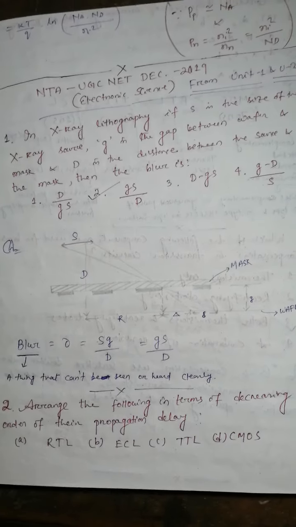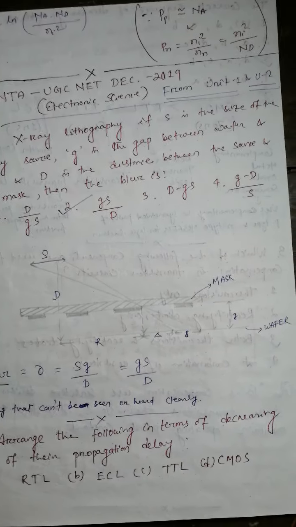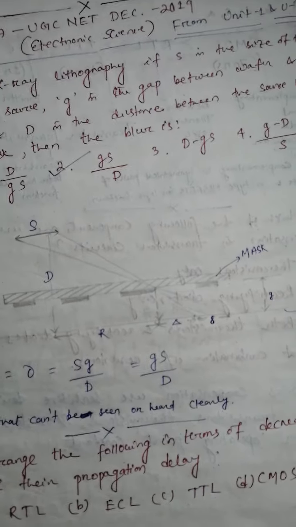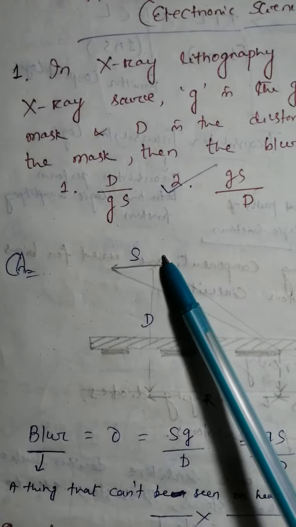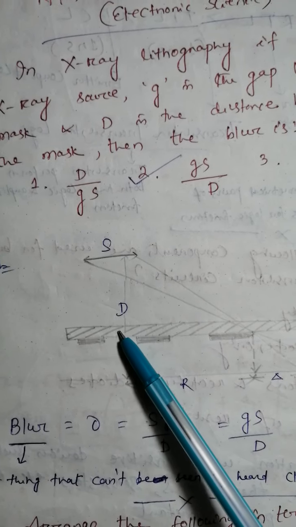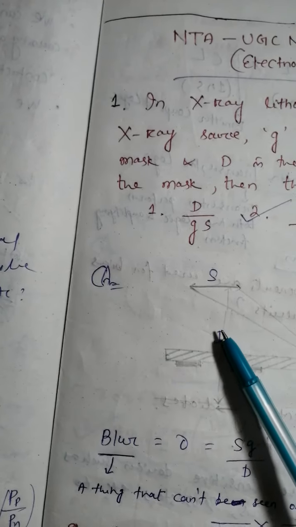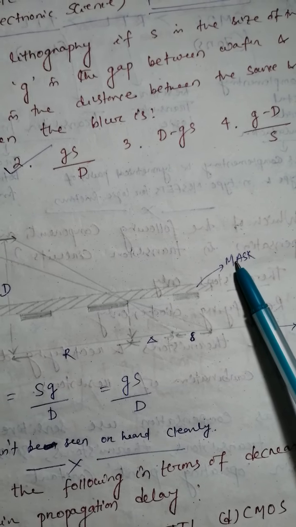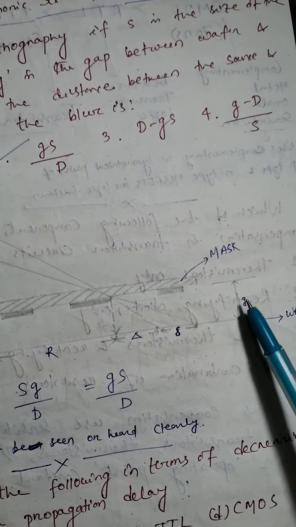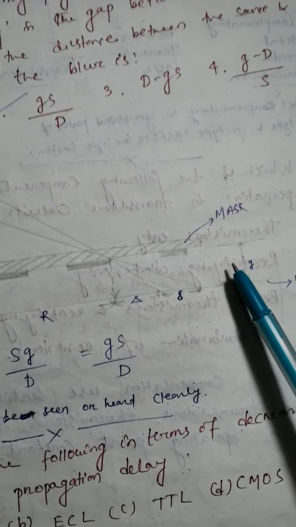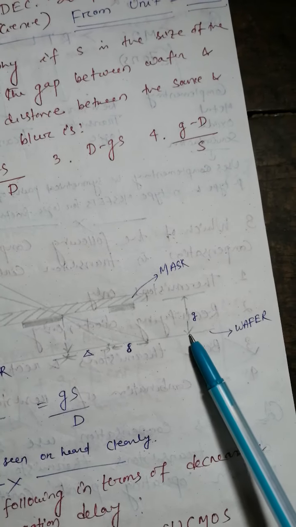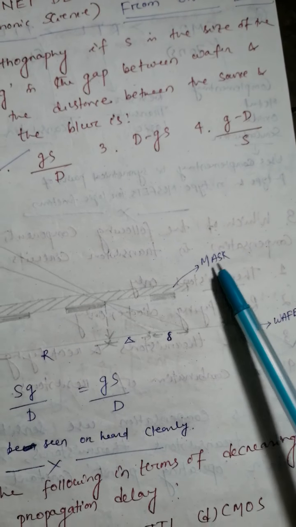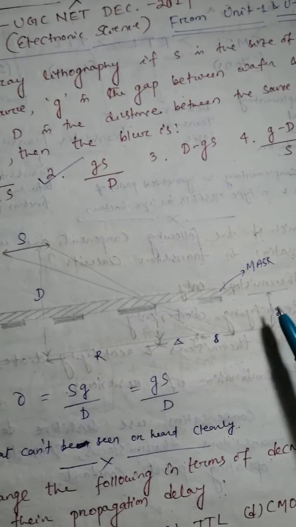Fine. For the explanation of this answer, please take a look at the drawing below. You can see here, this is the source, that is S, and D is the distance between the source and the mask. Here this is the mask. This distance is G, and G is the gap between wafer and mask, because this is the wafer. This line is the wafer and this line is the mask. This is the gap. The gap is G.